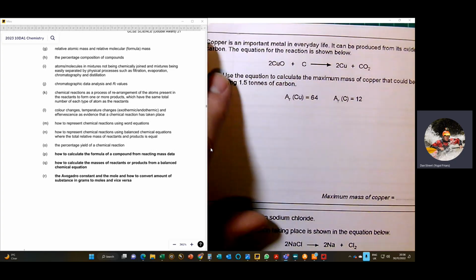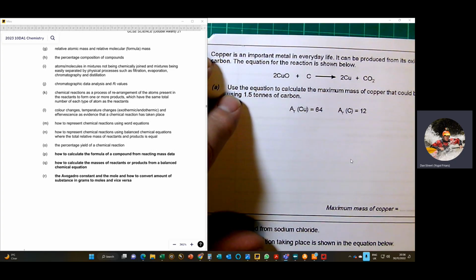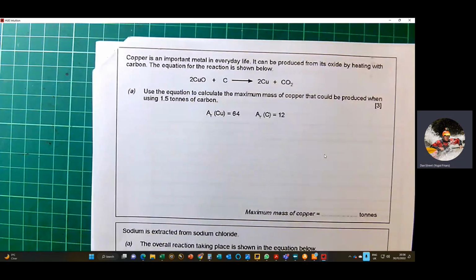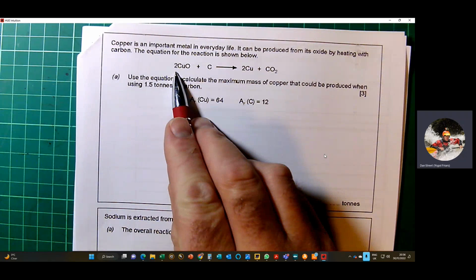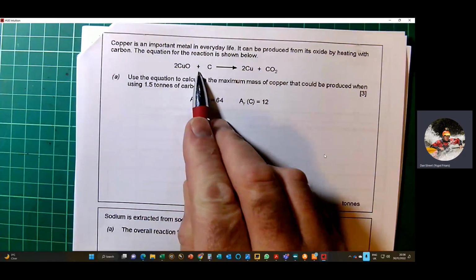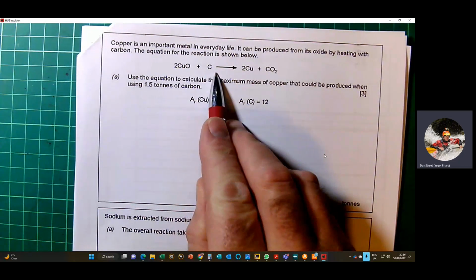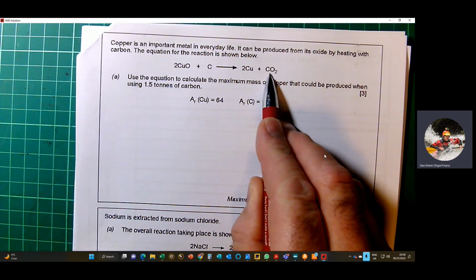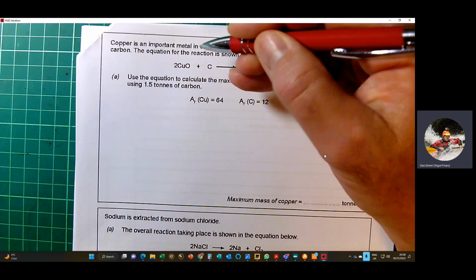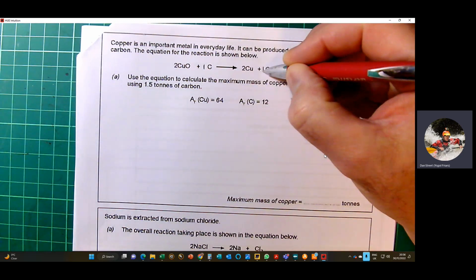So the first question says, copper is an important metal in everyday life. It can be produced from its oxide by heating with carbon. The equation for the reaction is shown below. So you take 2 moles of copper oxide, react them with 1 mole of carbon, which makes 2 moles of copper and 1 mole of carbon dioxide. So we'll just put in the invisible numbers just so that we're clear where we're up to.